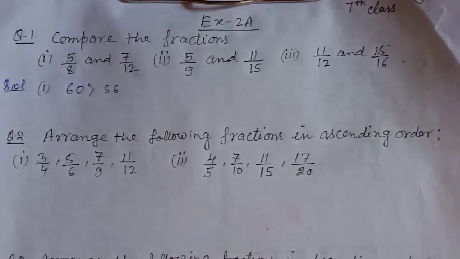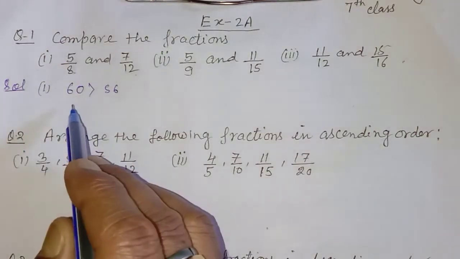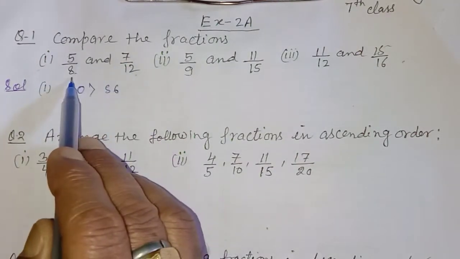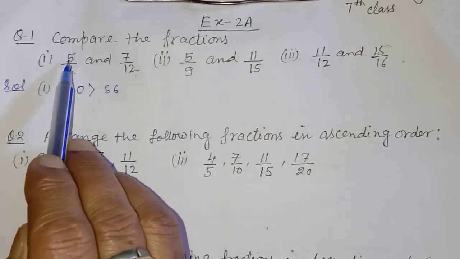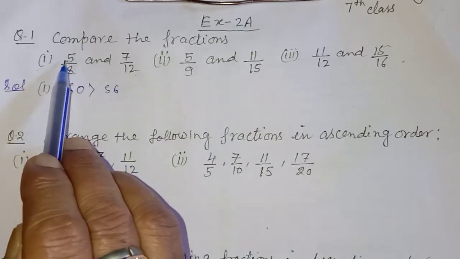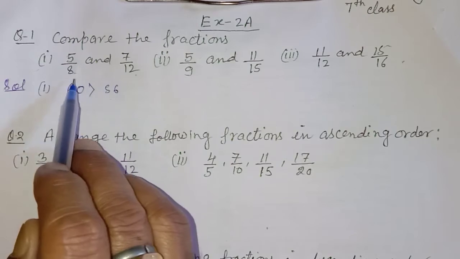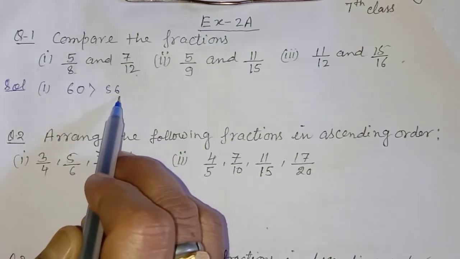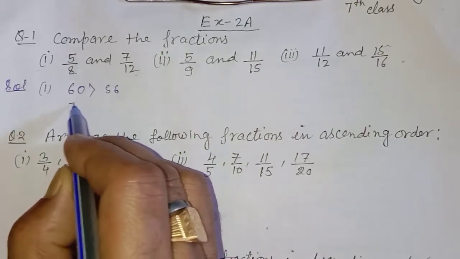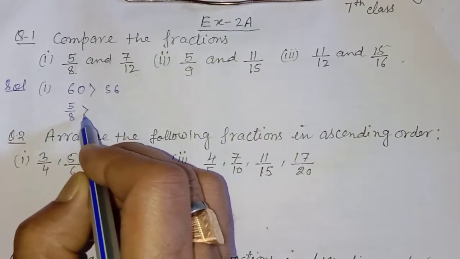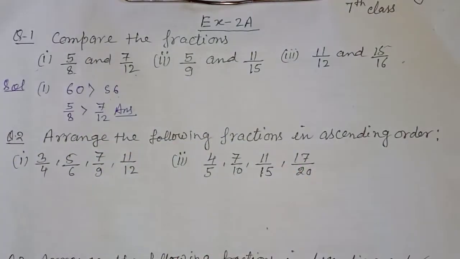Multiply 12 and 5, so you will find 60, and multiply 7 into 8, so you will find 56. The multiplication of 12 and 5 you can write on the left hand side, and the multiplication of 8 into 7 on the right side. So 60 is greater than 56. So students, 5 upon 8 is greater than 7 upon 12. So students, this is the answer.